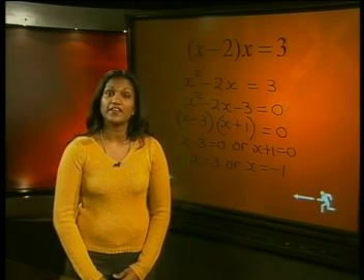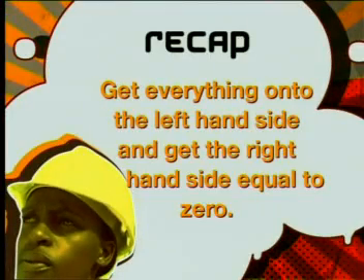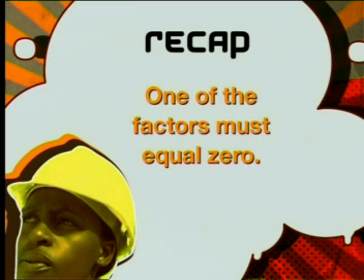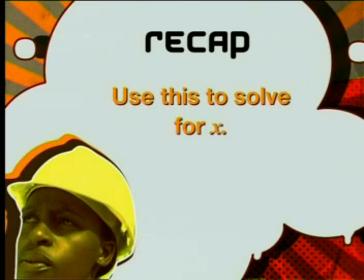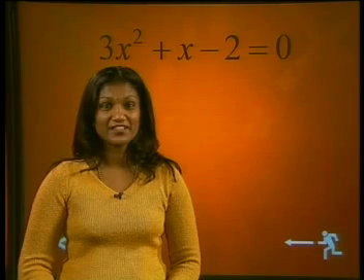Before we work on another example, let's recap how to go about solving these equations. Number 1, get everything onto the left-hand side of the equation and get the right-hand side to equal 0. Number 2, factorize the left-hand side. Number 3, at least one of the factors has to be equal to 0. Number 4, use this to solve for x. Are you with me still and ready for our next challenge?